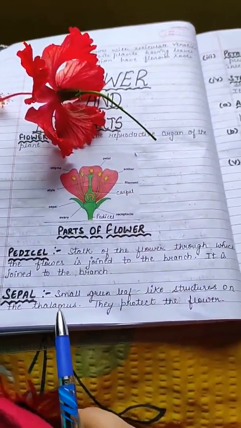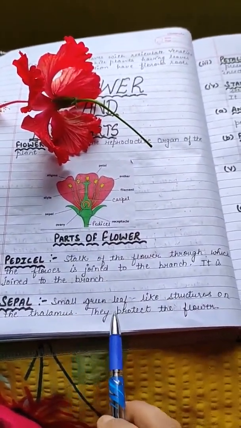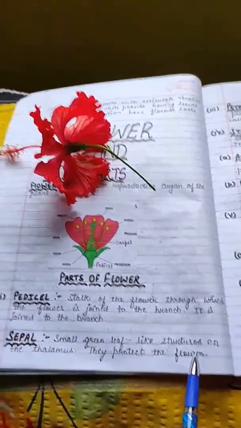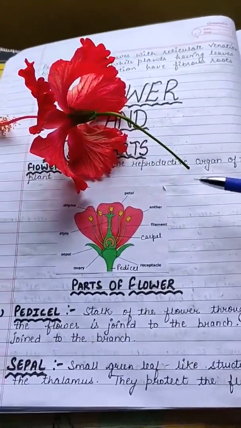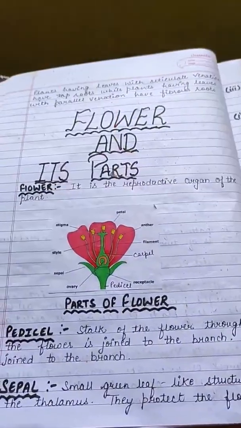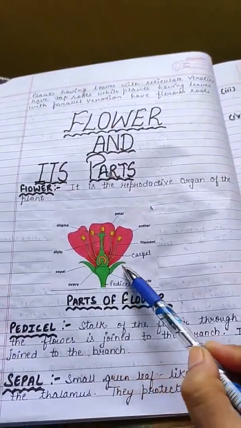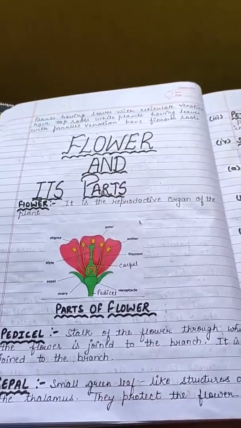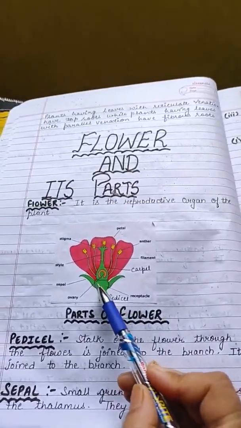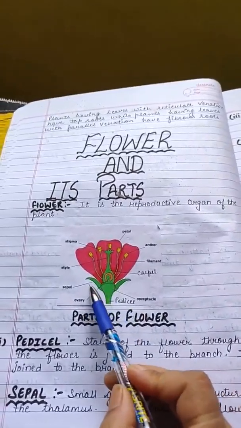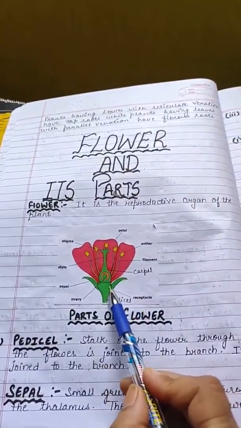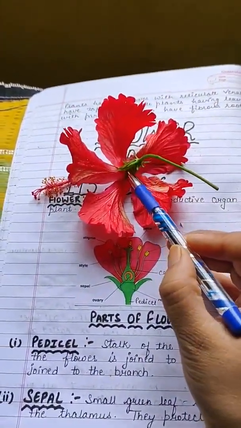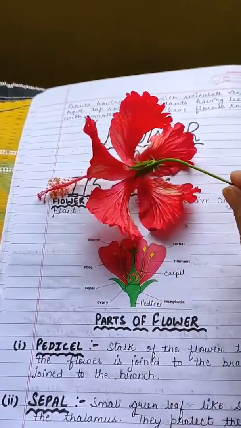Next is sepals, small green leaf-like structures on the thalamus. They protect the flower. So what are sepals? These small green leaf-like structures on the thalamus are known as sepals. This swollen part is known as the thalamus, and these leaf-like structures are known as sepals. You can see here also, these leaf-like structures are known as sepals.